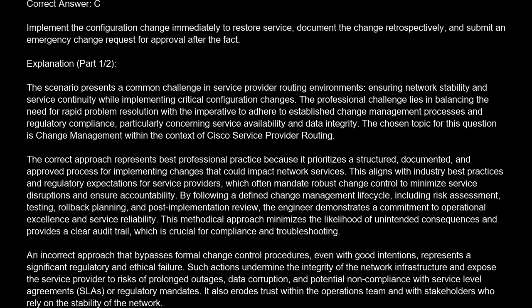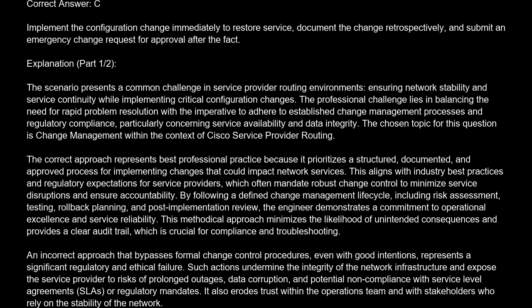By following a defined change management lifecycle, including risk assessment, testing, rollback planning, and post-implementation review, the engineer demonstrates a commitment to operational excellence and service reliability. This methodical approach minimizes the likelihood of unintended consequences and provides a clear audit trail, which is crucial for compliance and troubleshooting.